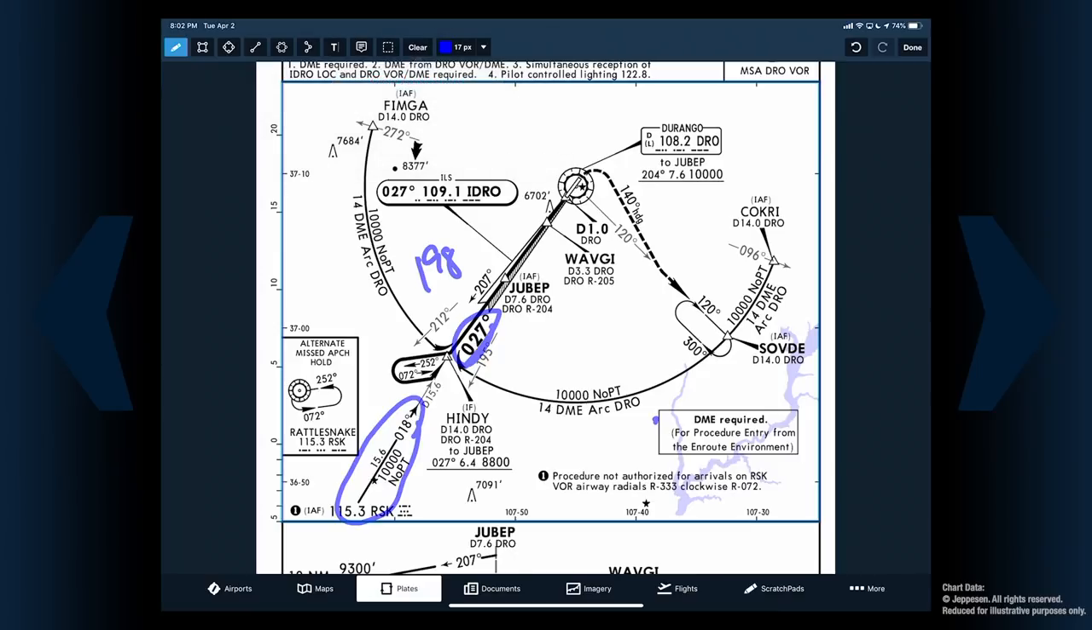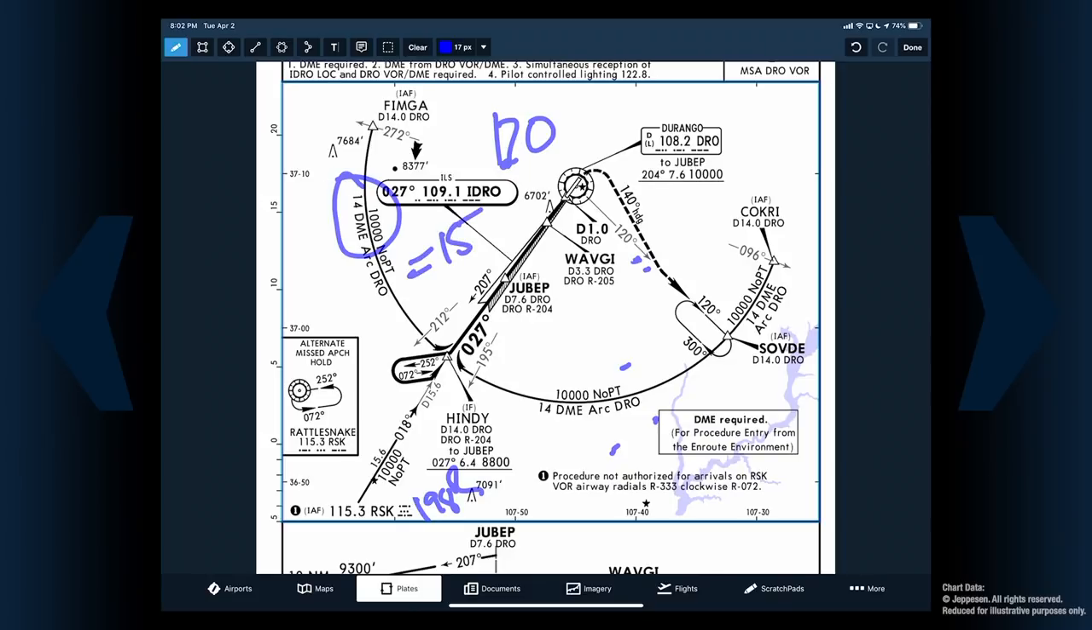So let's hit clear and take a look. So let's say I'm going 120 knots. So I'm going to lead a 90 degree turn by 1.2 miles, 14 DME arc. Again, it's really close to 15. So I'd lead by 5 degrees at 120 knot ground speed. So take 198 and add 5 to that, which would be 203. And that would be my personal lead radial.